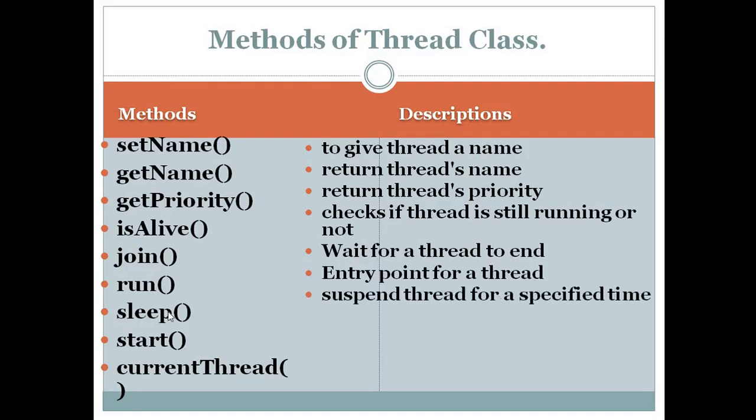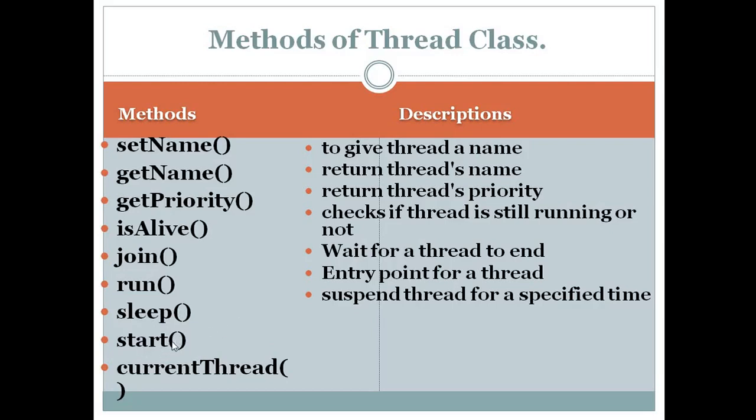When we call the sleep method, it suspends the execution of the thread for a specific time. We can pass that time in milliseconds as an argument here, that is sleep 2000 milliseconds. That means this thread is now going to sleep for 2000 milliseconds.